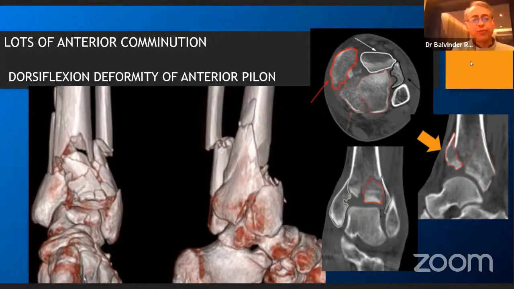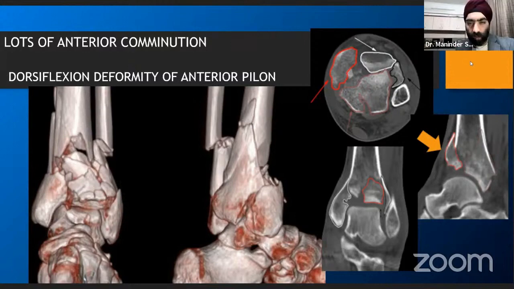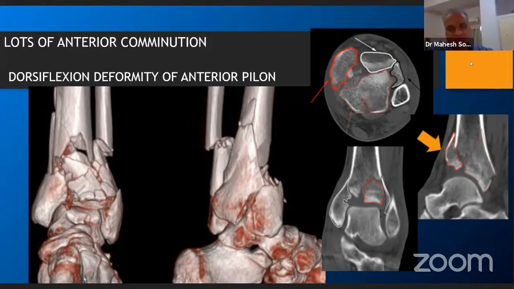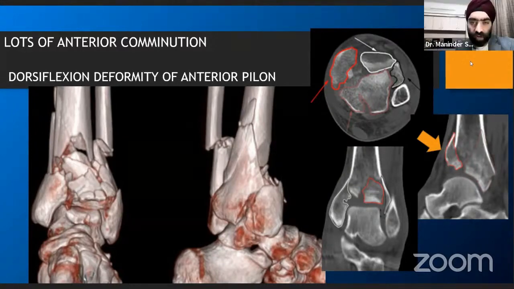So Maninder, Dr. Mahendra, would you like to say anything on that? I think at 2 months, with the intra-articular extension, I would go for a primary fusion. Okay. Only a 15-year-old girl, so I think we should try to salvage the joint. Yeah, that's my opinion. Two different opinions.